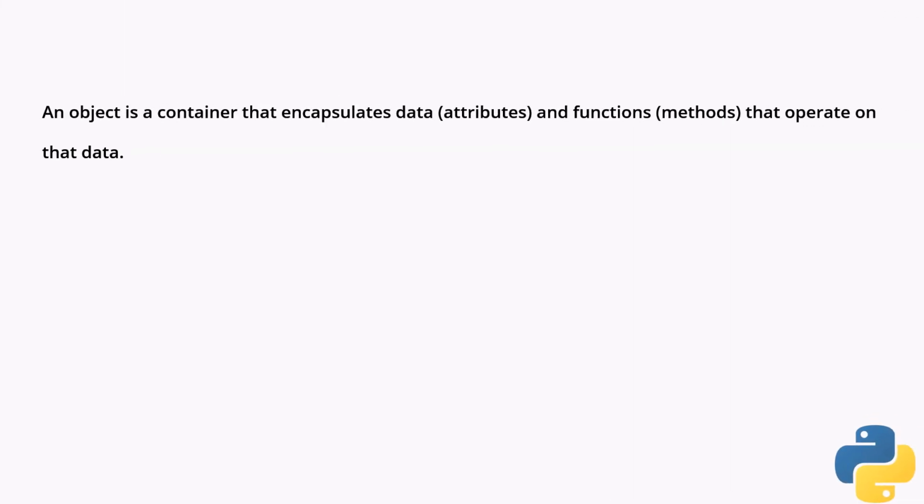In Python, everything is an object. An object is a container that encapsulates data and the attributes of the data, and also functions or methods that operate on that data. Python provides a wide range of built-in classes such as integers, floats, strings, lists, tuples, and dictionaries, and many more. Additionally, you can create your own custom classes to represent specific types of data and define their behavior. Now, let's explore some examples to illustrate how objects work in Python.